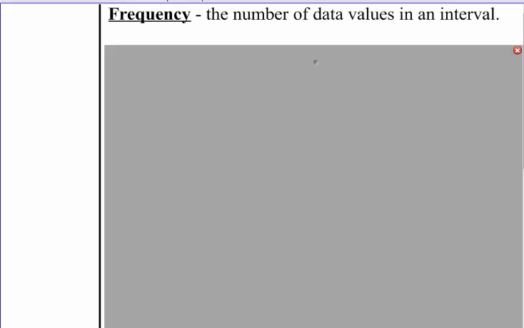First, a few definitions. Frequency is a vocabulary word we're going to see a lot. That is the number of data values in a certain interval. We'll talk about what intervals are as well.